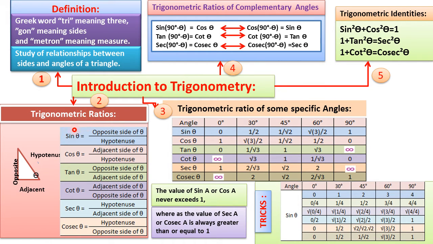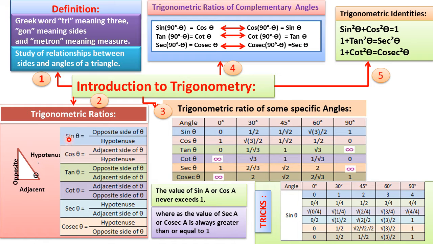So now, trigonometric ratios. As I said, trigonometry is a study of the relationship between angle and sides. Let there be a right angle triangle, and I have an angle theta here. What are the parts of this triangle? Opposite to the angle theta we have the opposite side, next to it we have the adjacent side, and the side opposite to 90 degrees is called the hypotenuse, the longest side.